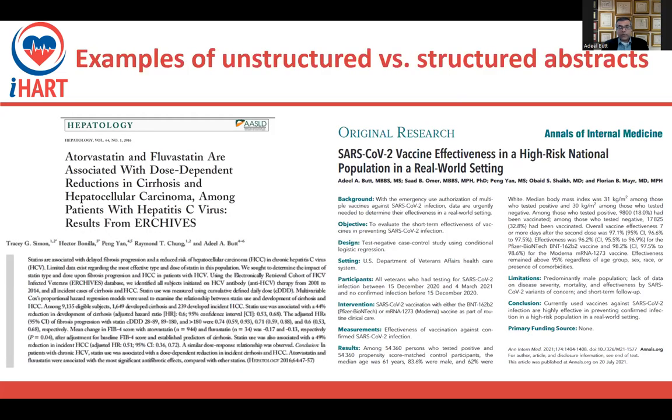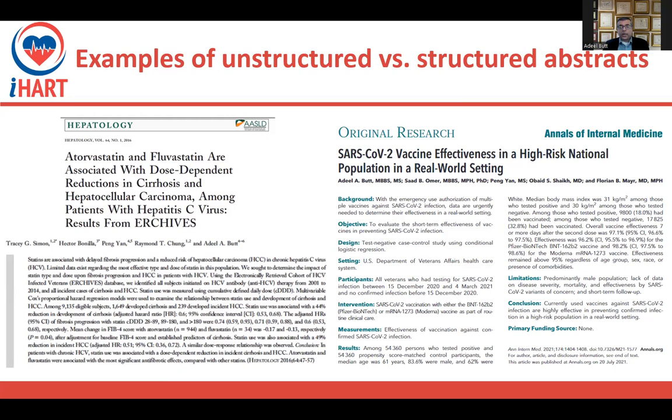Here are two examples of a completely unstructured abstract, which is a requirement by one of your specialty journals, Hepatology. It does not follow any headings or format. On the right-hand side is a paper we recently published in Annals of Internal Medicine, which requires a very highly structured abstract with multiple headings and subheadings. And again, the example is out there. You need to understand and know what the journal requirements are and follow that.